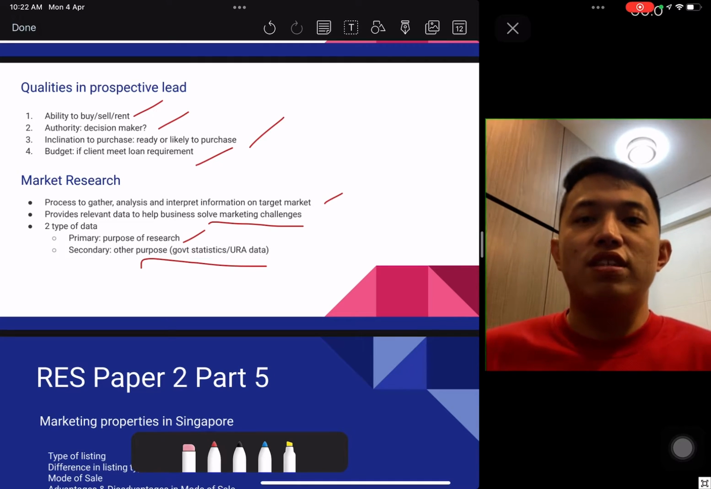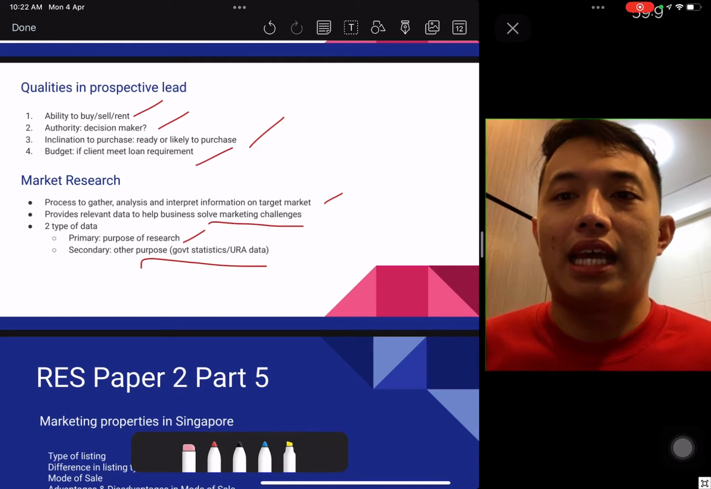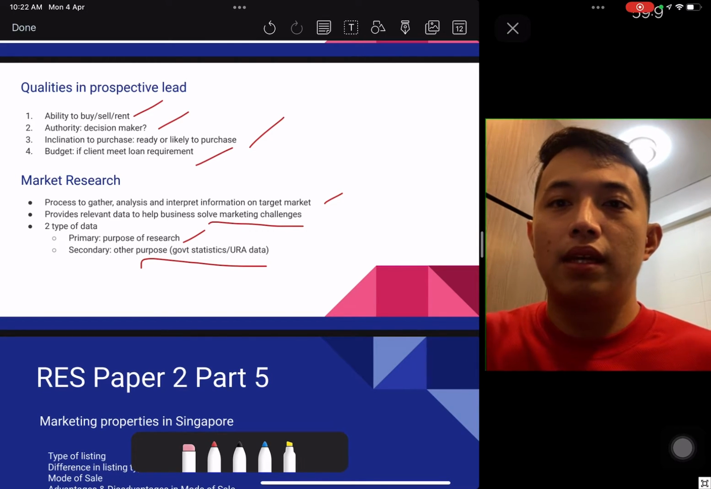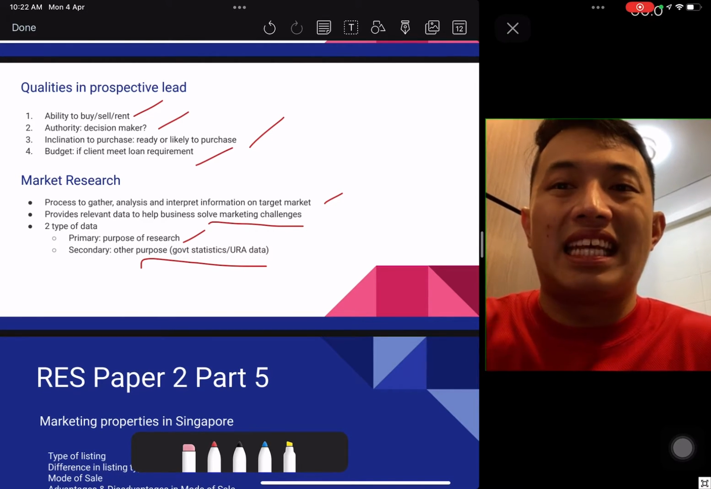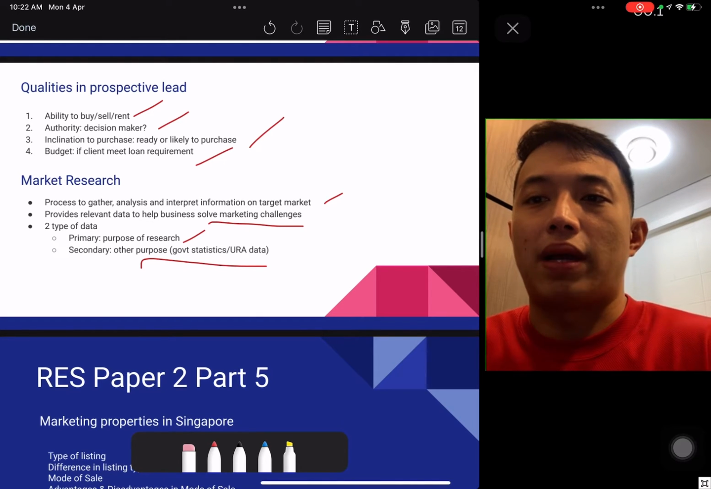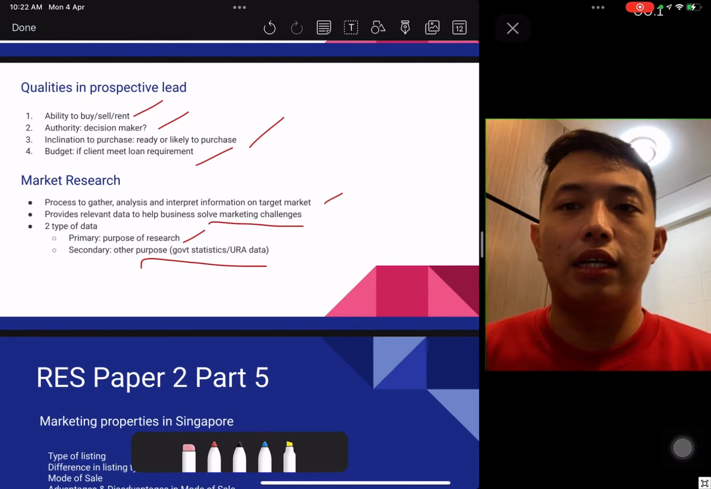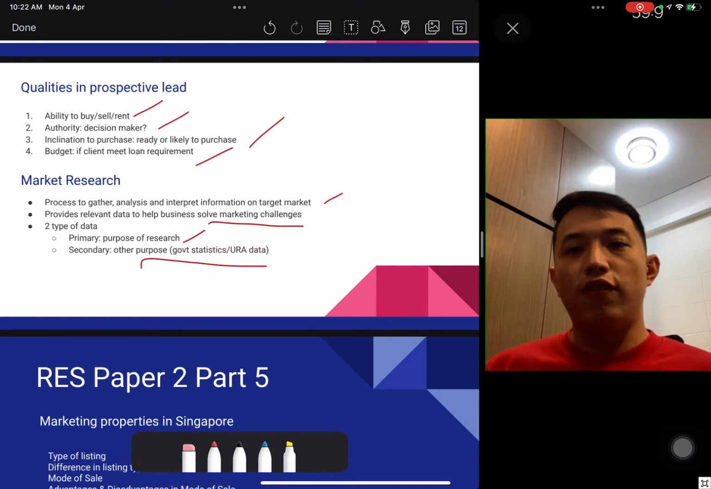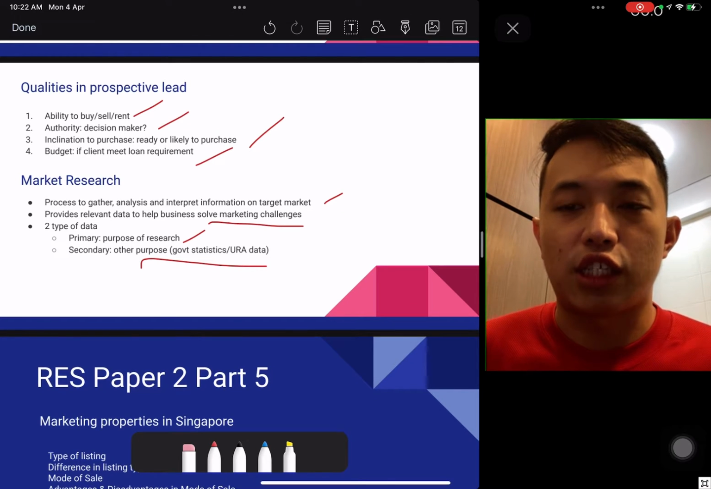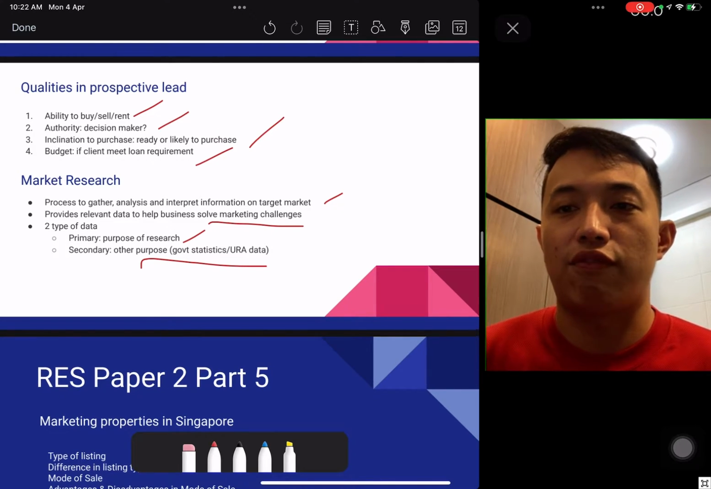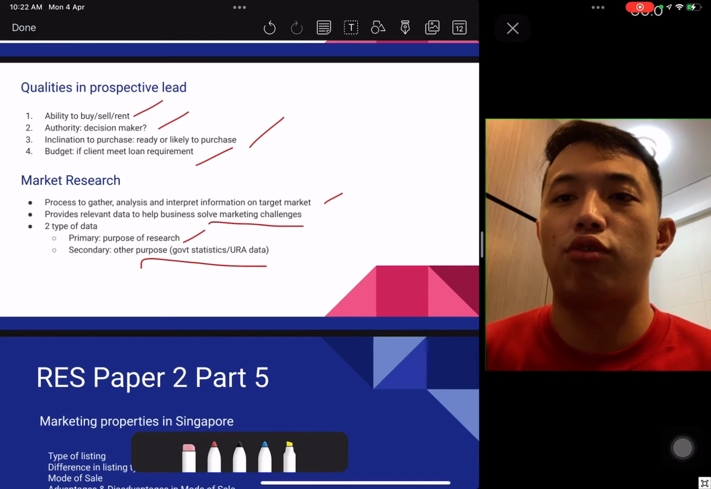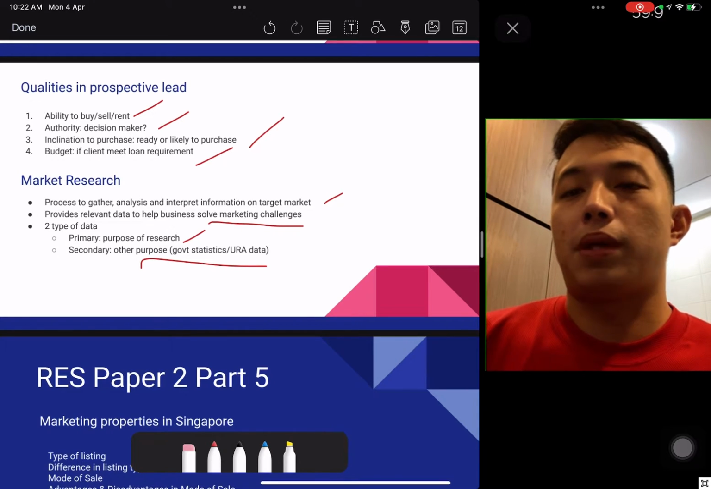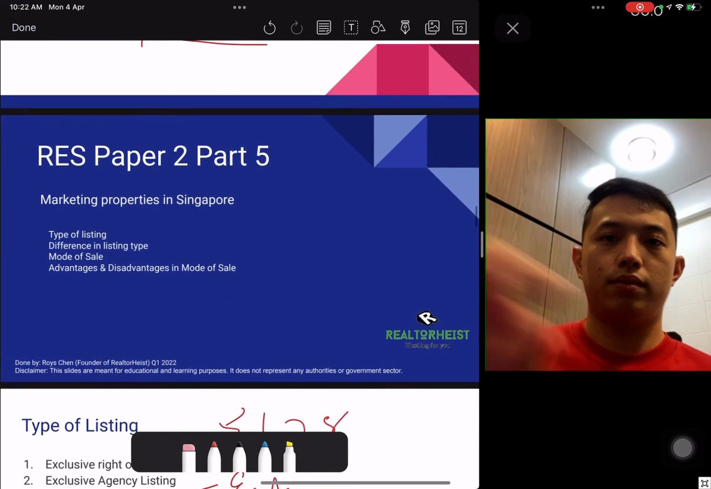So for market research, to process and gather analysis ready to interpret the information on the target market. You also need to provide relevant data to help the business solve marketing challenges. So there will be two types of data. First will be for research purposes. Second will be for other purposes, such as for giving to government, statistics, or URA. For government market research, there's a lot of information online. Once you become an agent, you will know where to find it.